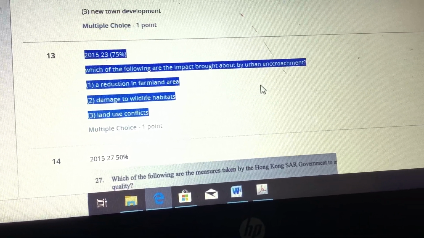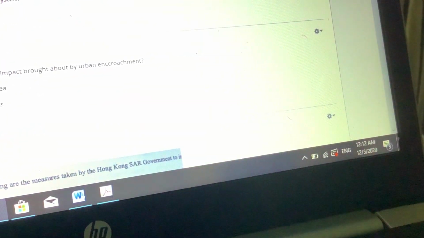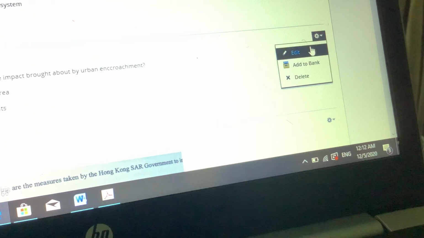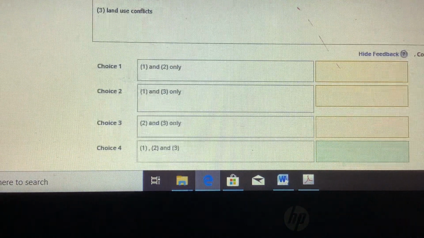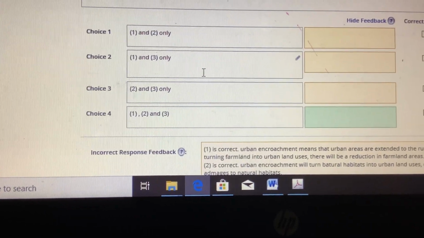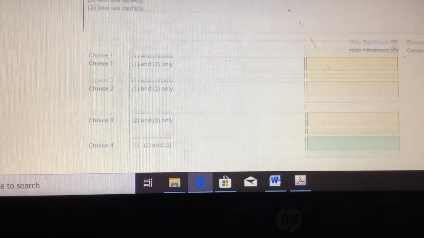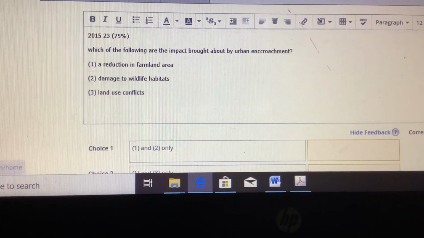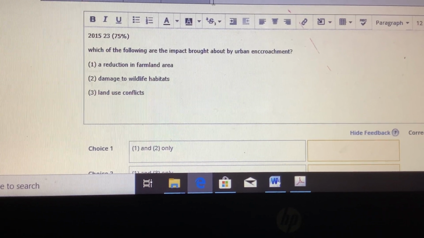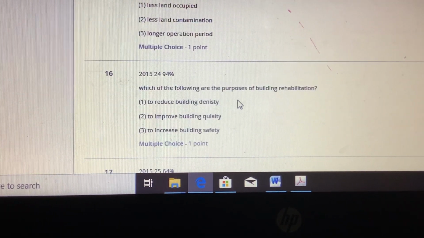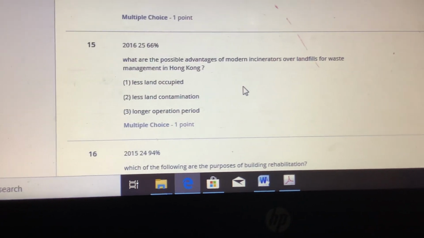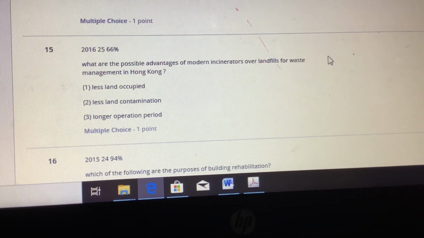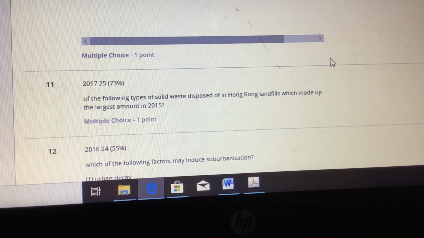Land use conflicts, as I have said before, don't mix up with the old inner city area. Okay, so I think it should be all correct, isn't it? Yeah, all correct. Mostly you can find that it's all correct, but don't take it for granted lah. If you really have no choice for your CTMC, you can try whether it is all correct or not. Okay, next one.